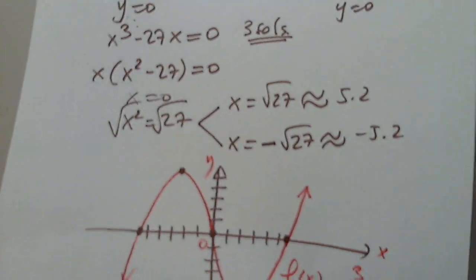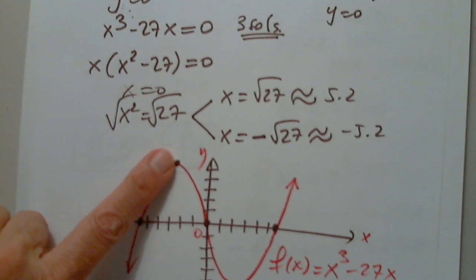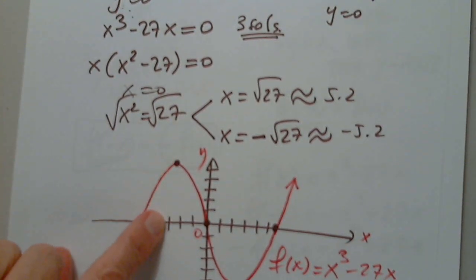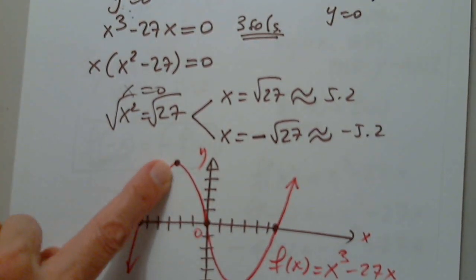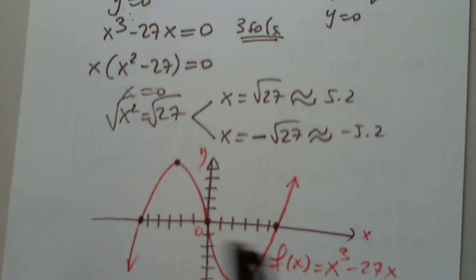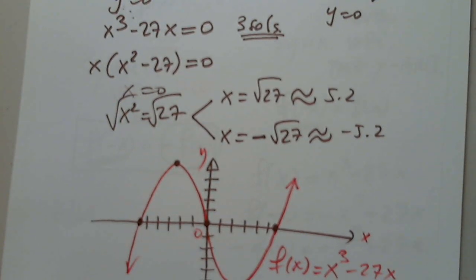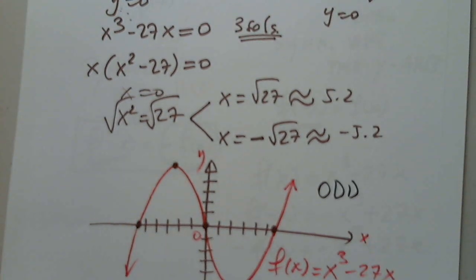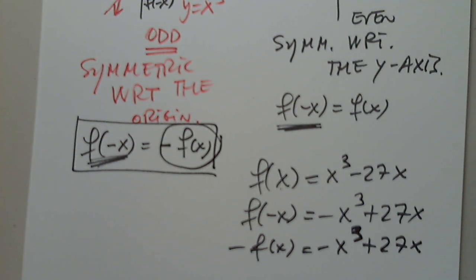Is it? Yes. See, these are exactly the same. In other words, negative 3, 54, positive 3, negative 54. So the entire graph is symmetric with respect to the origin. So the function is odd. Useful to know. Okay, any questions?